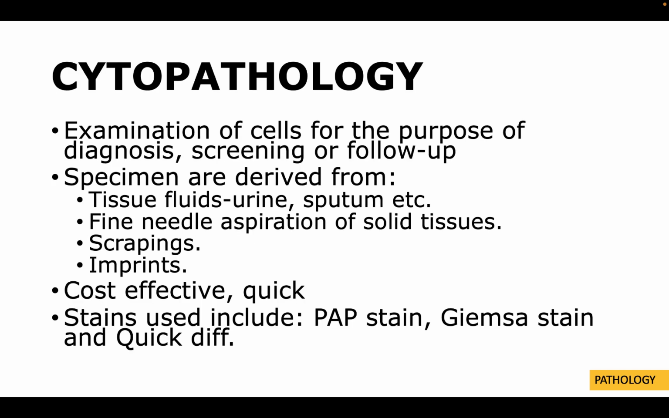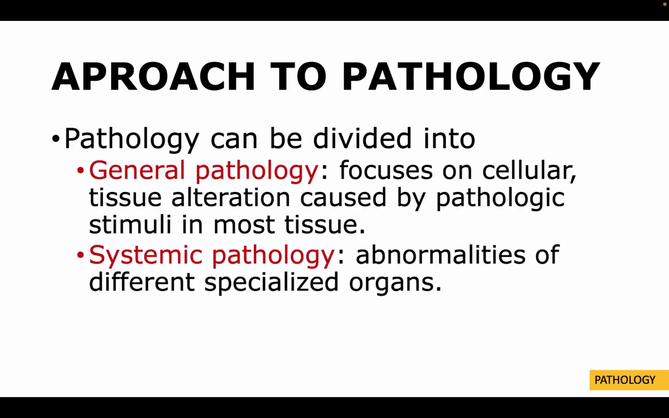In terms of cytopathology, this is examination of cells for the purpose of diagnosis, screening, or follow-up. So you can actually get specimens like tissue fluid, like urine, sputum, where you look for specific cells. You could get fine needle aspirations of solid tissues. It's done with the thyroid, it's done with the breast. You could sometimes get scrapings, example of the skin. You could sometimes get imprints. This is actually a quite cost-effective way to do things, and it's quite quick. Some examples of stains that we use are the pap stain, what you do in the pap smear, Giemsa stain, and then the quick diff stain.